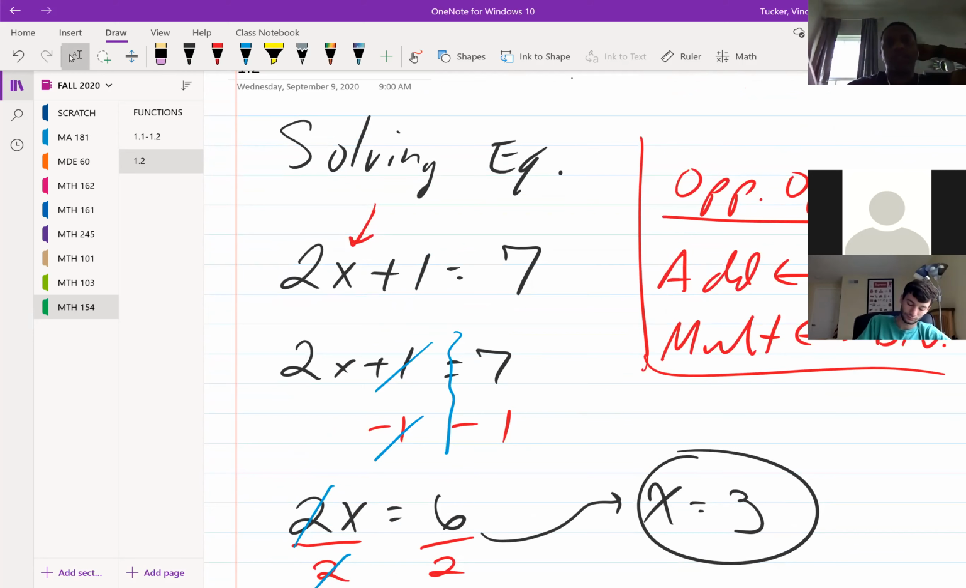And like I said, just in case anybody missed it, this is about midway through or the latter part of 1.2's homework assignment.